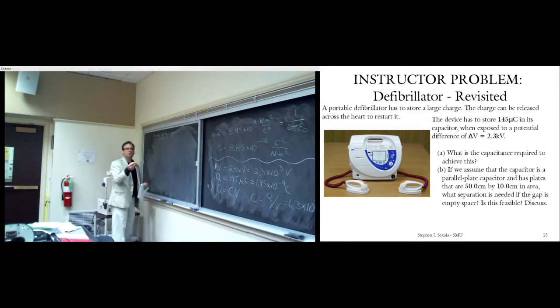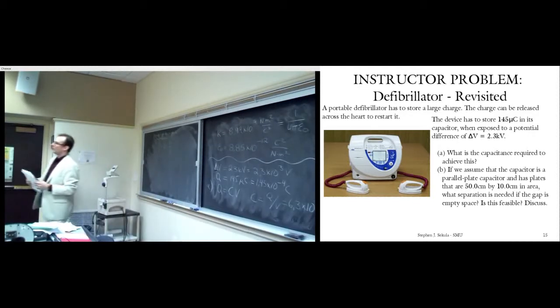So for a parallel plate capacitor filled with empty space between the plates, the capacitance is equal to epsilon naught times A over D. Well, epsilon naught is the constant, 8.85 times 10 to the minus 12 coulomb squared over newton meter squared.